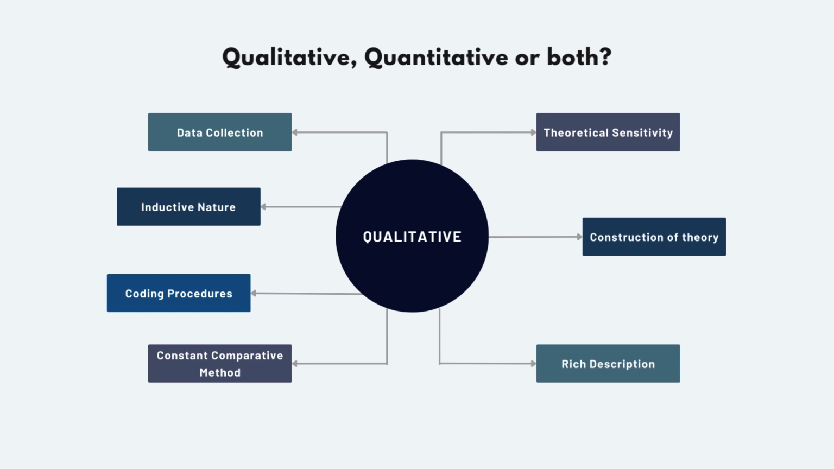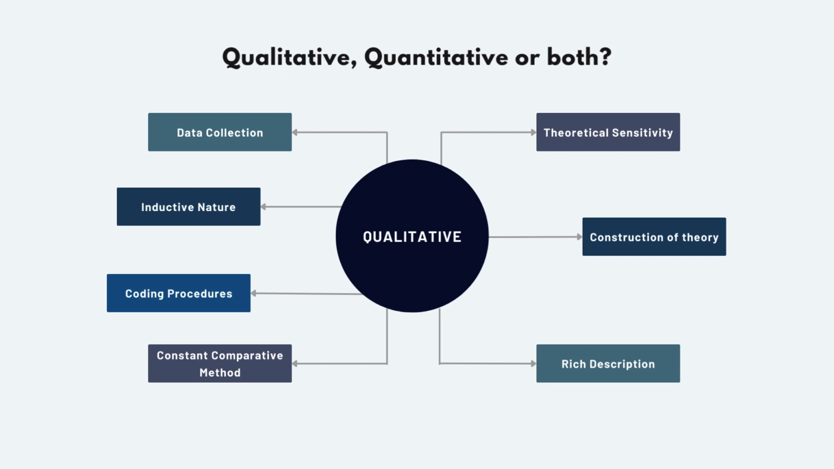Then we have the theoretical sensitivity of grounded theory. This is where researchers bring an awareness of the subtleties within the data, which helps in the generation of a deep, nuanced understanding of the research context. Then we have the construction of the theory. So the goal is to construct a theory that's grounded in the data itself, rather than verifying an existing theory, which is a more quantitative approach.